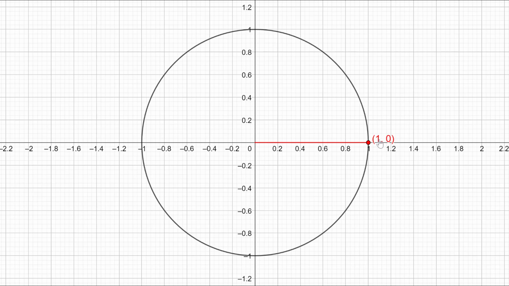Okay, and the x-coordinate corresponds to the cosine value. So cos of 0 is equal to 1. That's exactly what this tells us. Sine of 0 is the y-coordinate at an angle of 0. That's equal to 0. You can confirm that by typing those things into your CAS. Typing cos of 0, you'll get 1. Typing sine of 0, you'll get 0.